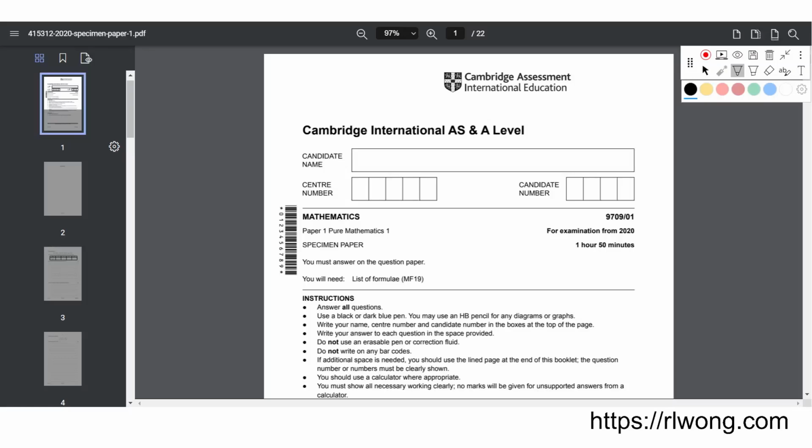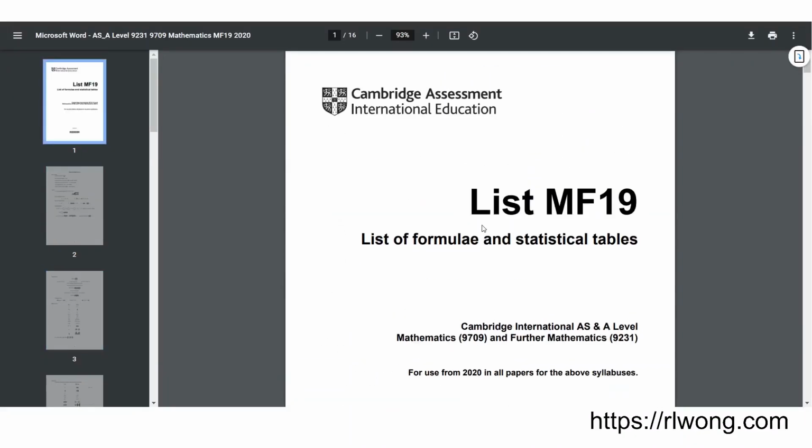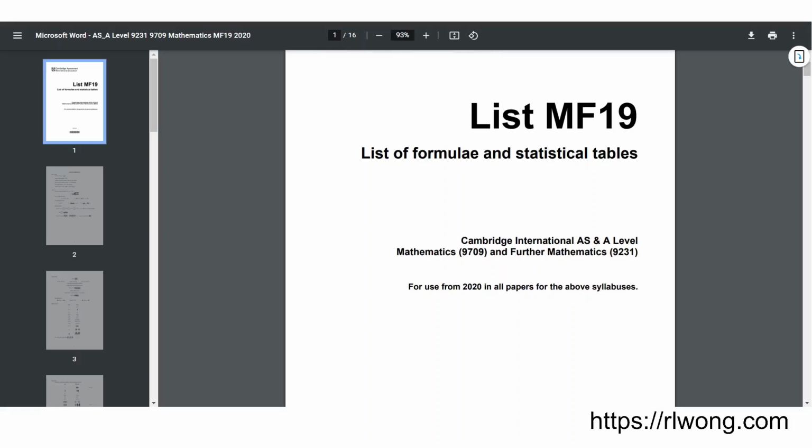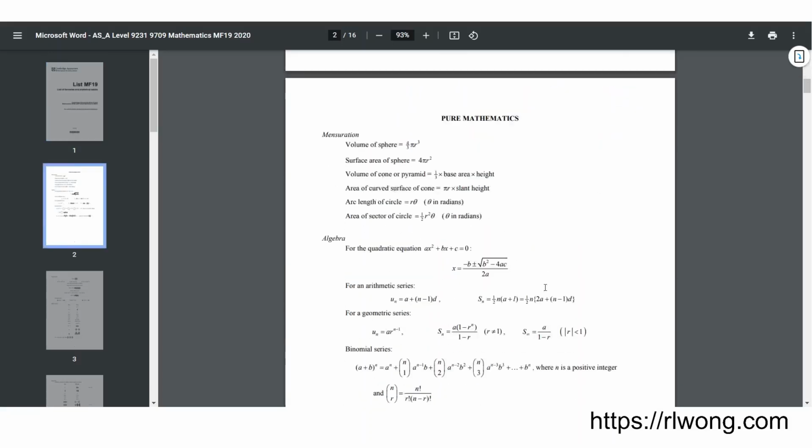In this video, I'll be going through the specimen paper from 2020 for the Cambridge International AS and A-Level Math Paper 1. I also have with me MF19, which is the list of formula and statistical tables. Okay, so this will be provided during the exam, so you can refer to this table for the list of formulas inside here.